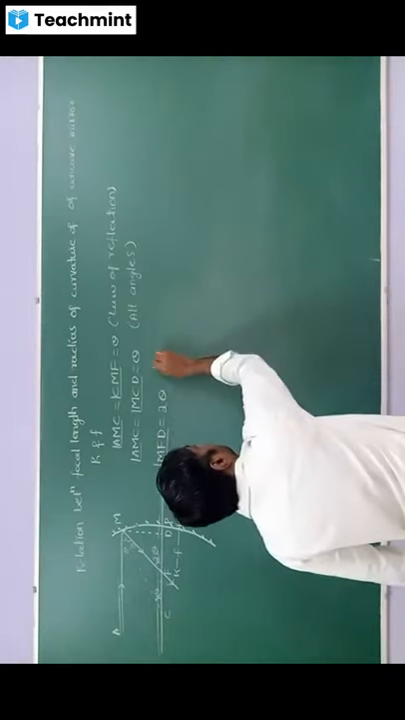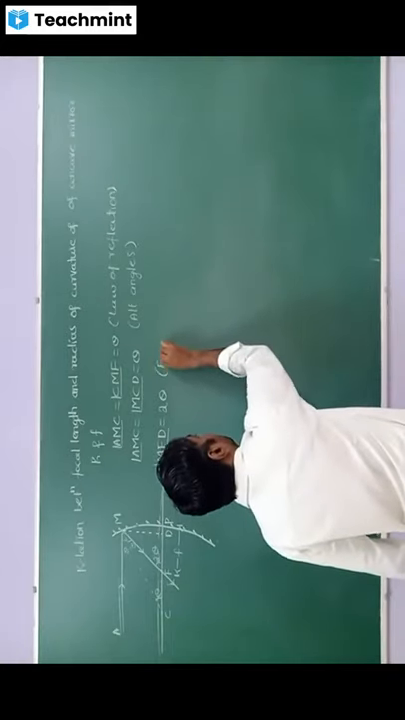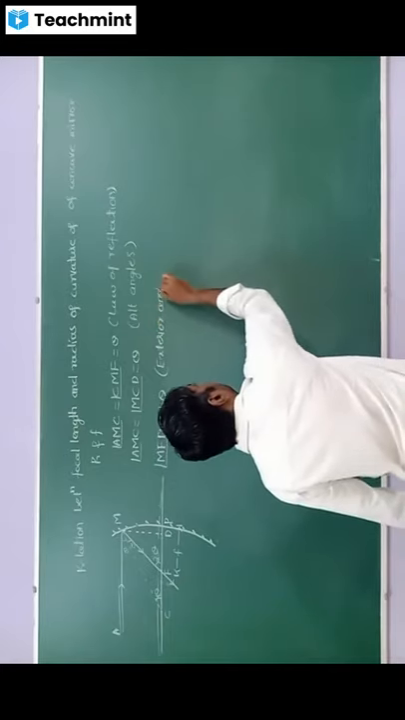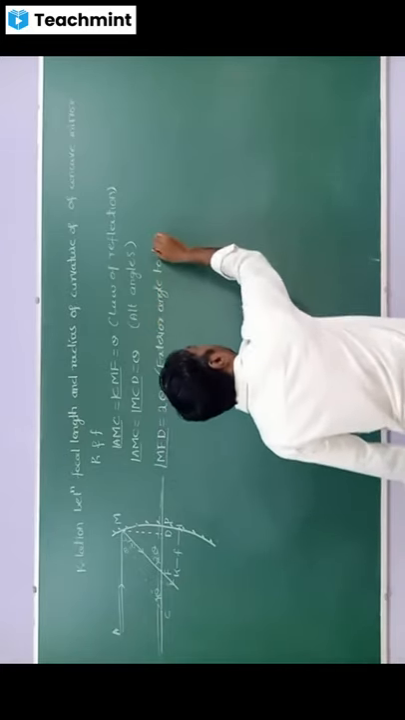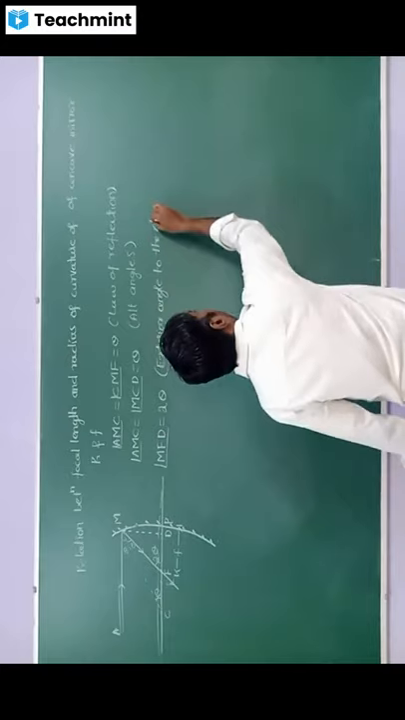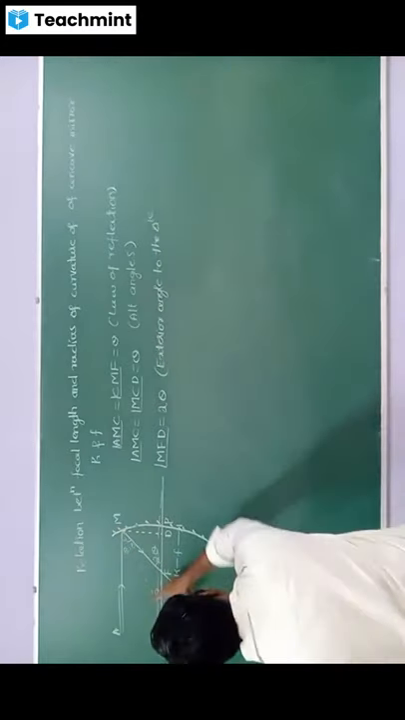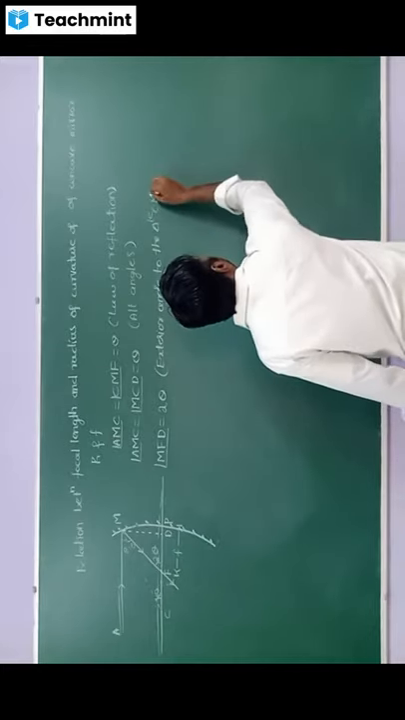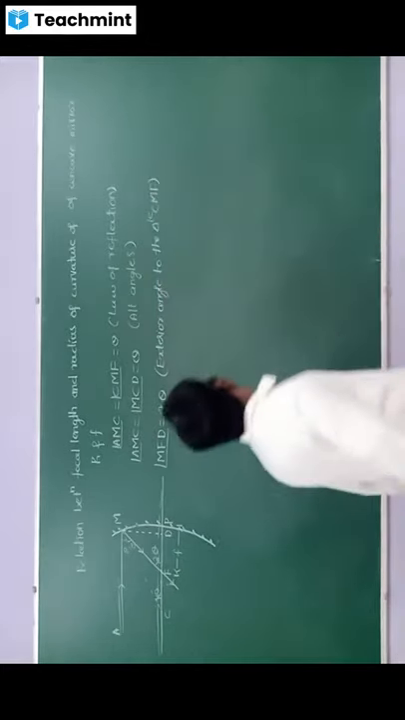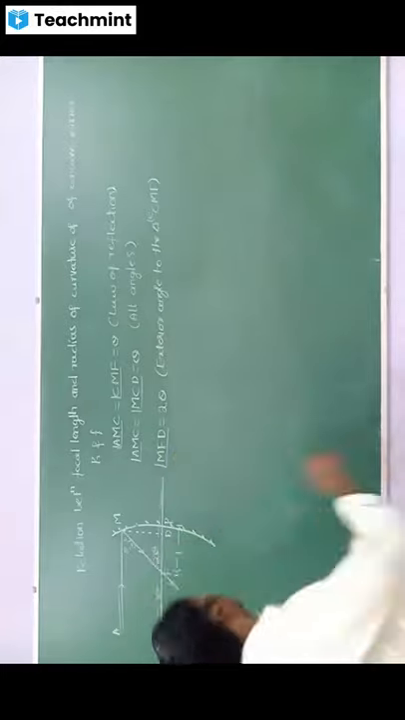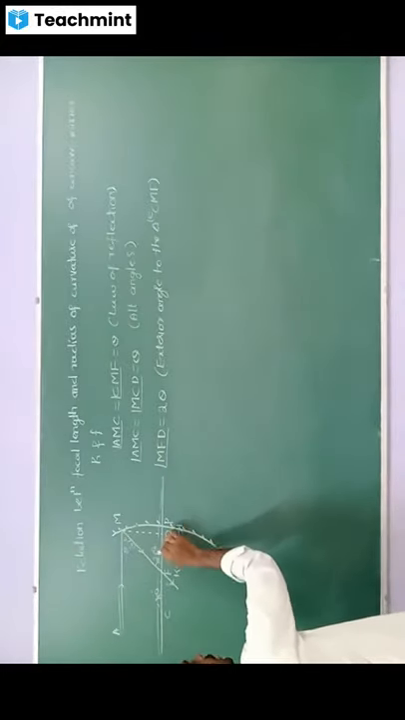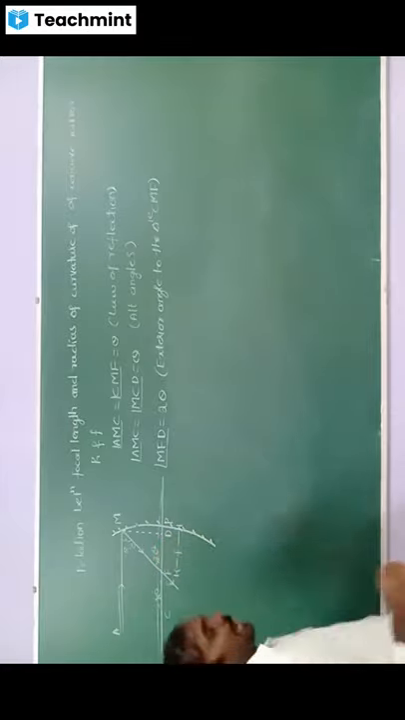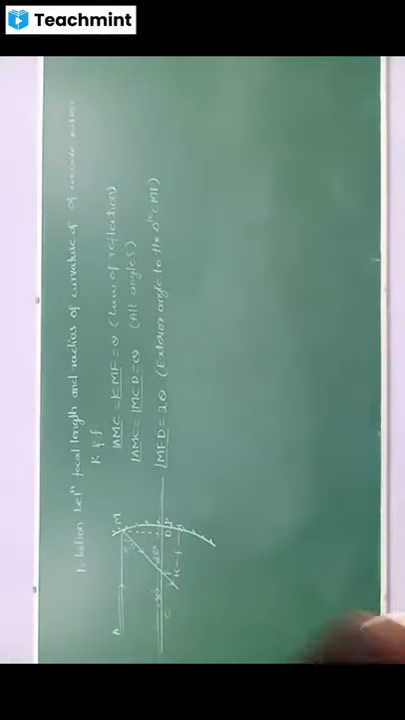The reason is that it is the exterior angle to the triangle MCF. So the angle MFD is 2 theta. The reason is that this is the exterior angle to this triangle. Right. Okay, now next.